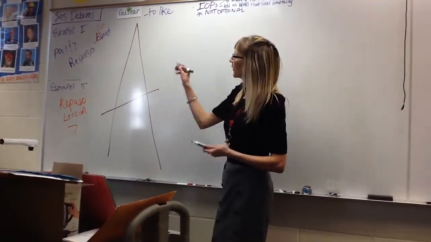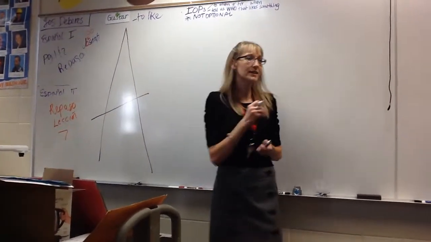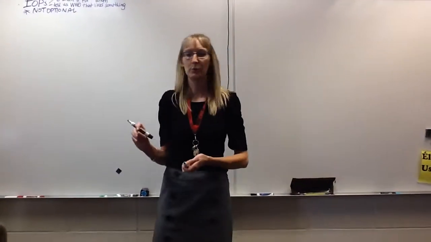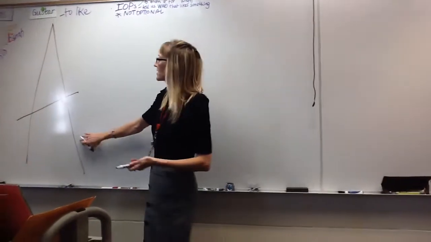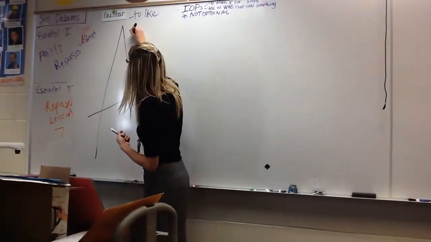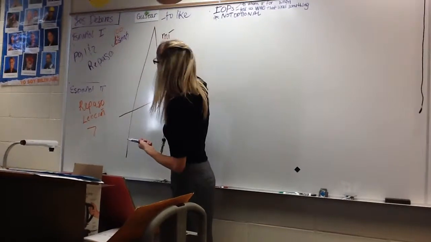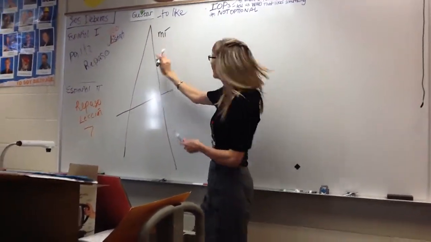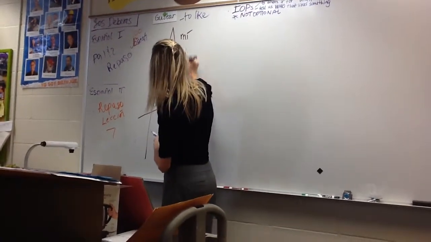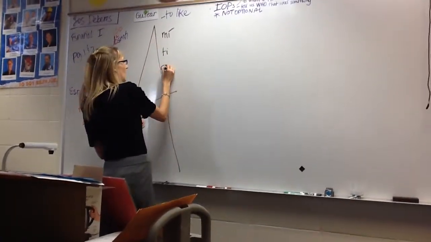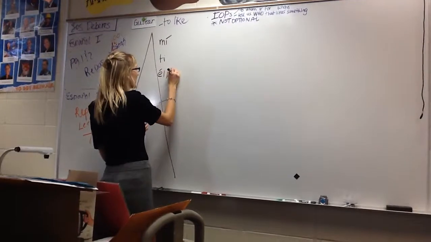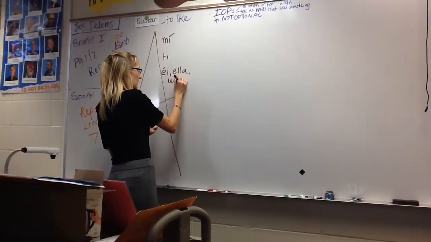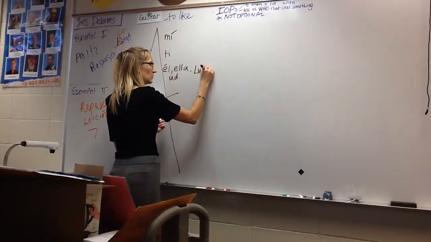Now, this first column that we're going to use, we aren't going to use our personal pronouns to emphasize. We're going to use some different emphasizers. So we have, repite, a mí, with an acento sobre la i. A ti. A él. A ella. A usted. A Luz.